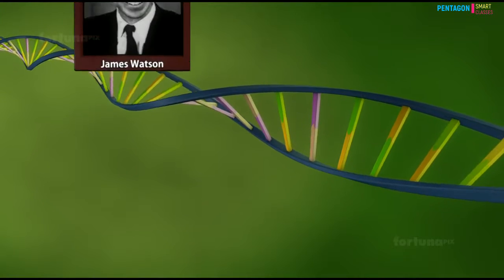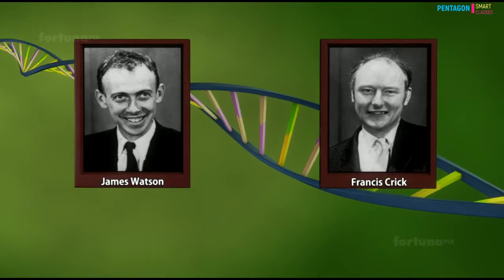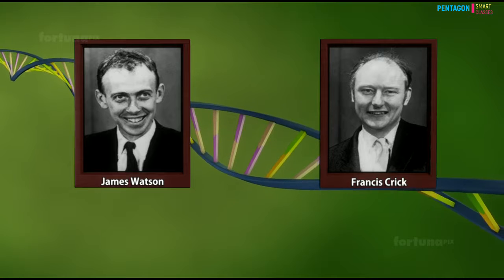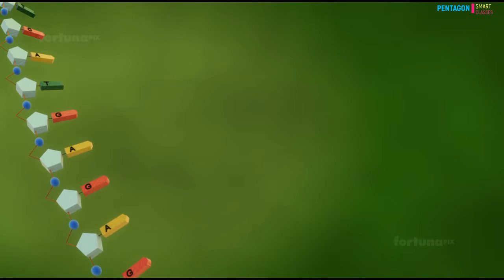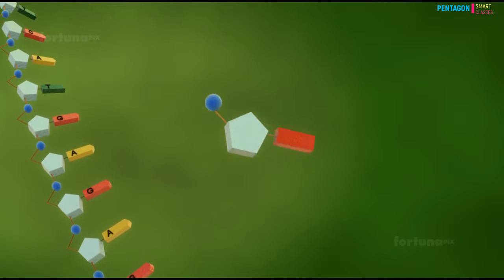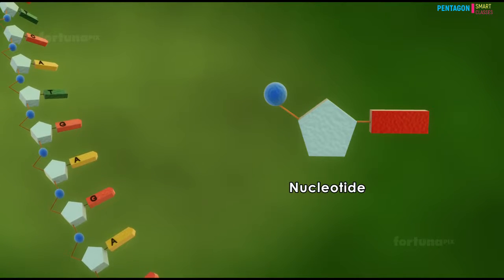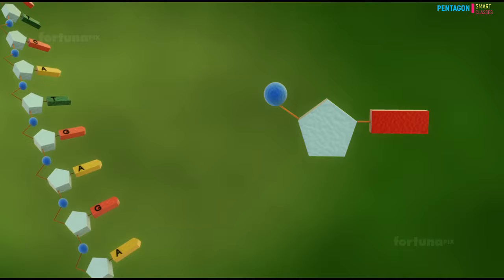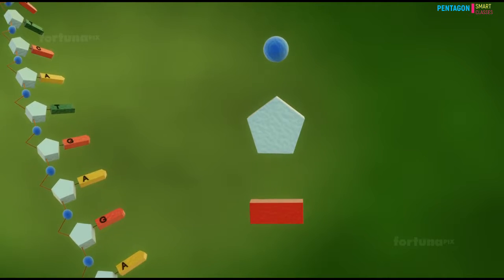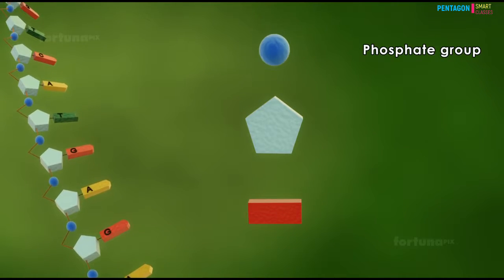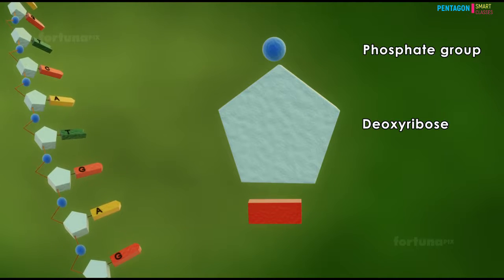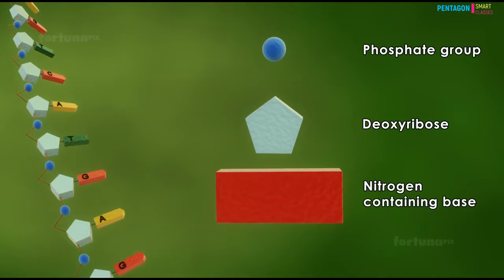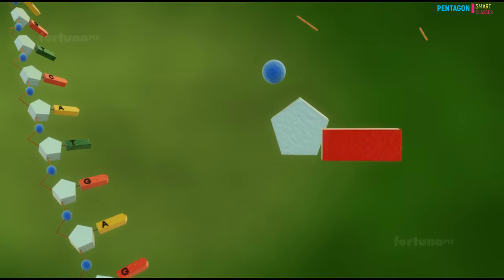In 1953, James Watson and Francis Crick proposed the structure of DNA. DNA is a macromolecule polymer made of subunits called nucleotides. The nucleotides are made of 3 units: a phosphate group, a 5-carbon sugar called deoxyribose, and 1 nitrogen-containing base.